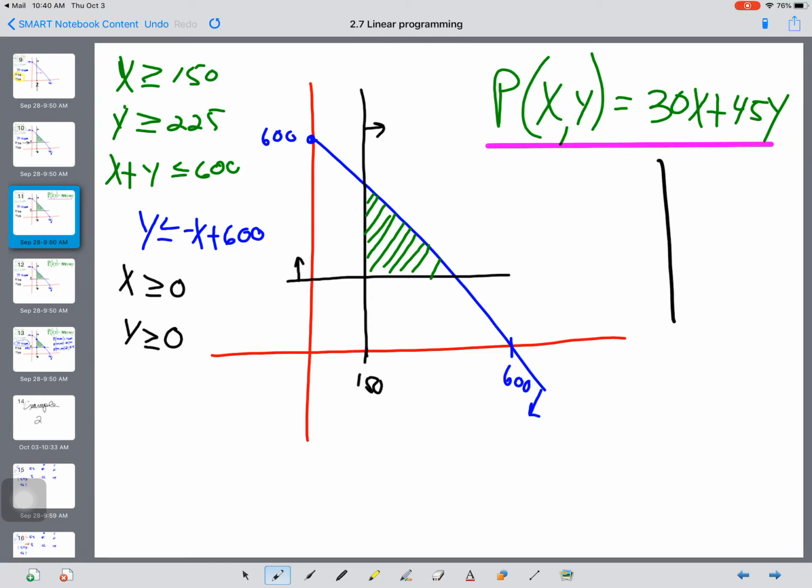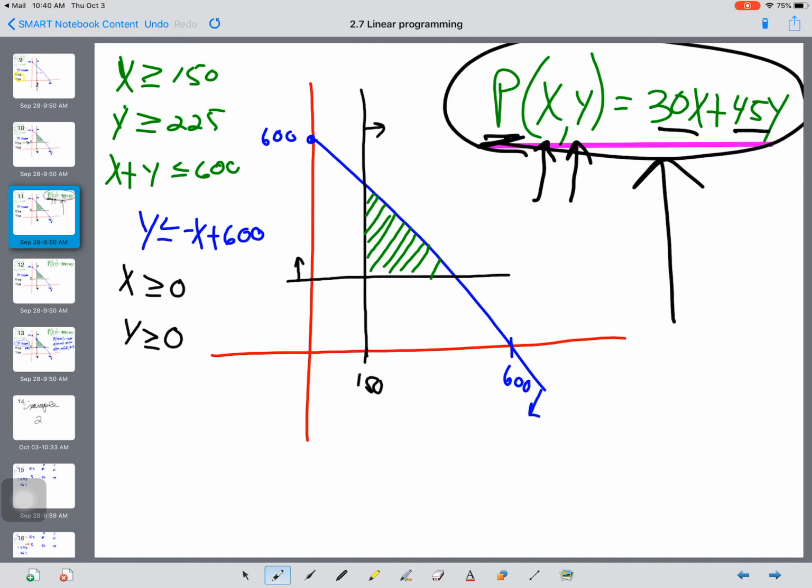Now look at this equation. This is that objective function. This is the objective of the problem. The question here really is, how can we best do this production so that this company can maximize its profit? So the profit, called P, is based upon the number of units of lumber and the number of units of plywood. We were told 30 for X, we were told 45 for Y. This equation might be given to you in some problems, but in most of the problems it won't be. You'll have to figure it out on your own.